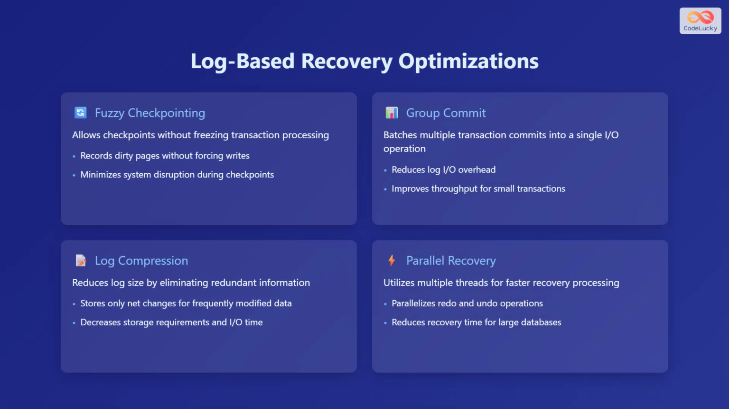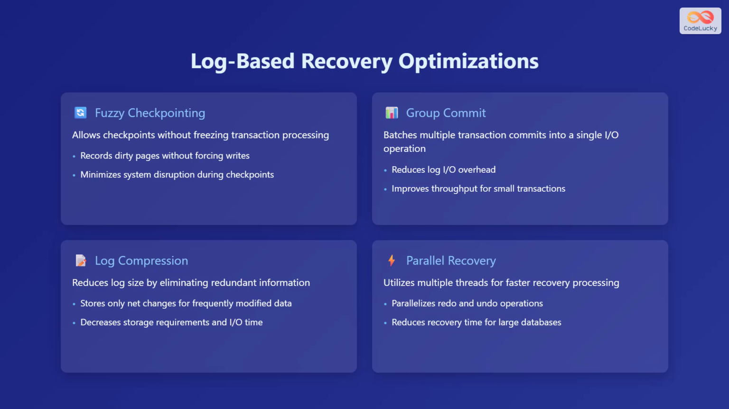Let's see a few optimizations that can be used in log-based recovery. Fuzzy checkpointing allows checkpoints without freezing transaction processing. It records dirty pages without forcing writes and minimizes system disruption during checkpoints. Group commit batches multiple transaction commits into a single input-output operation. This reduces log input-output overhead and improves throughput for small transactions.